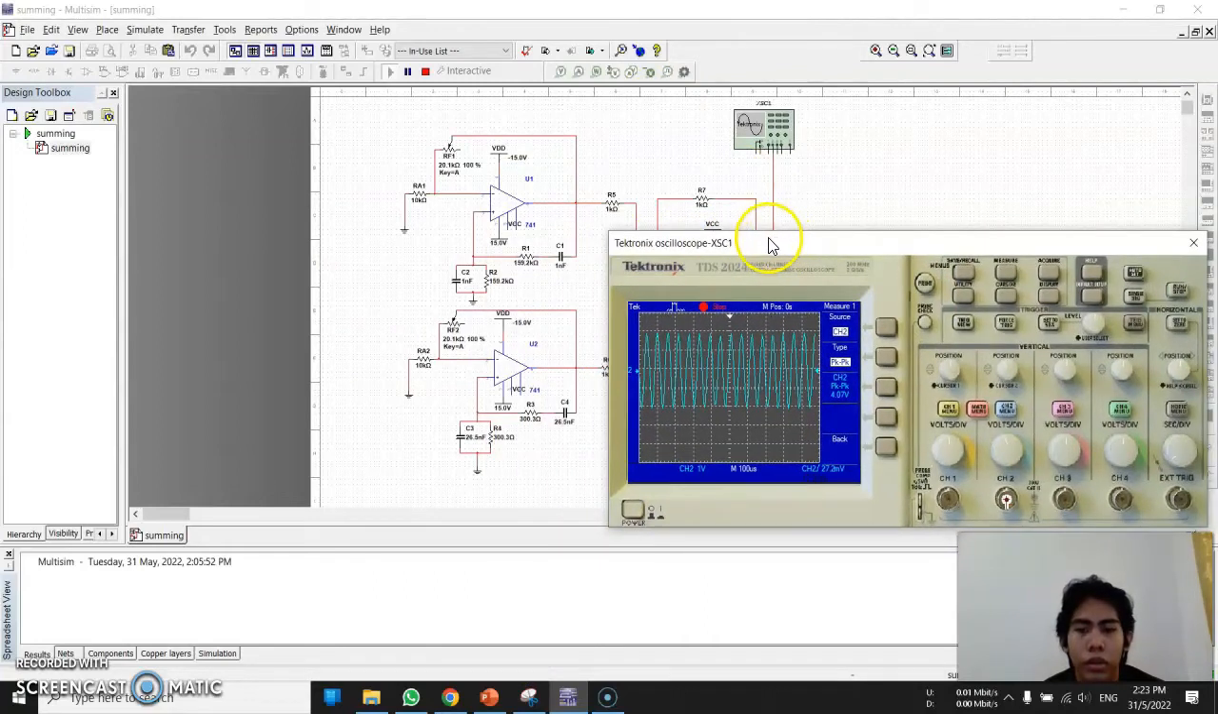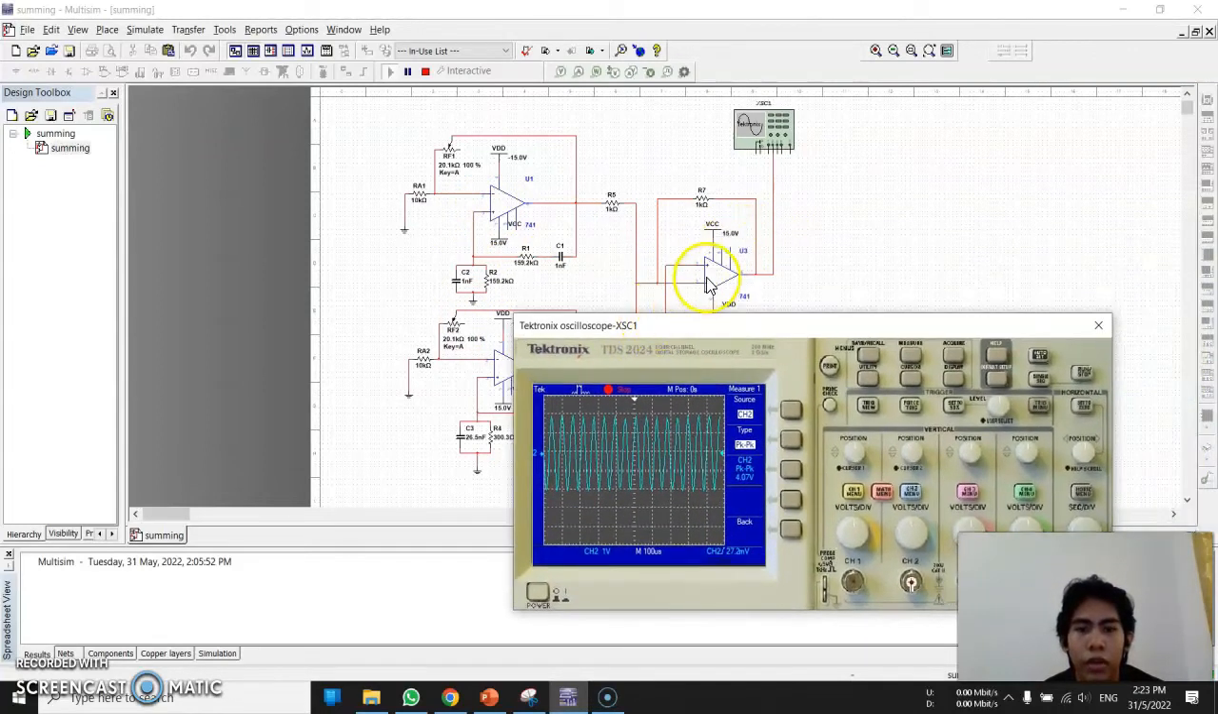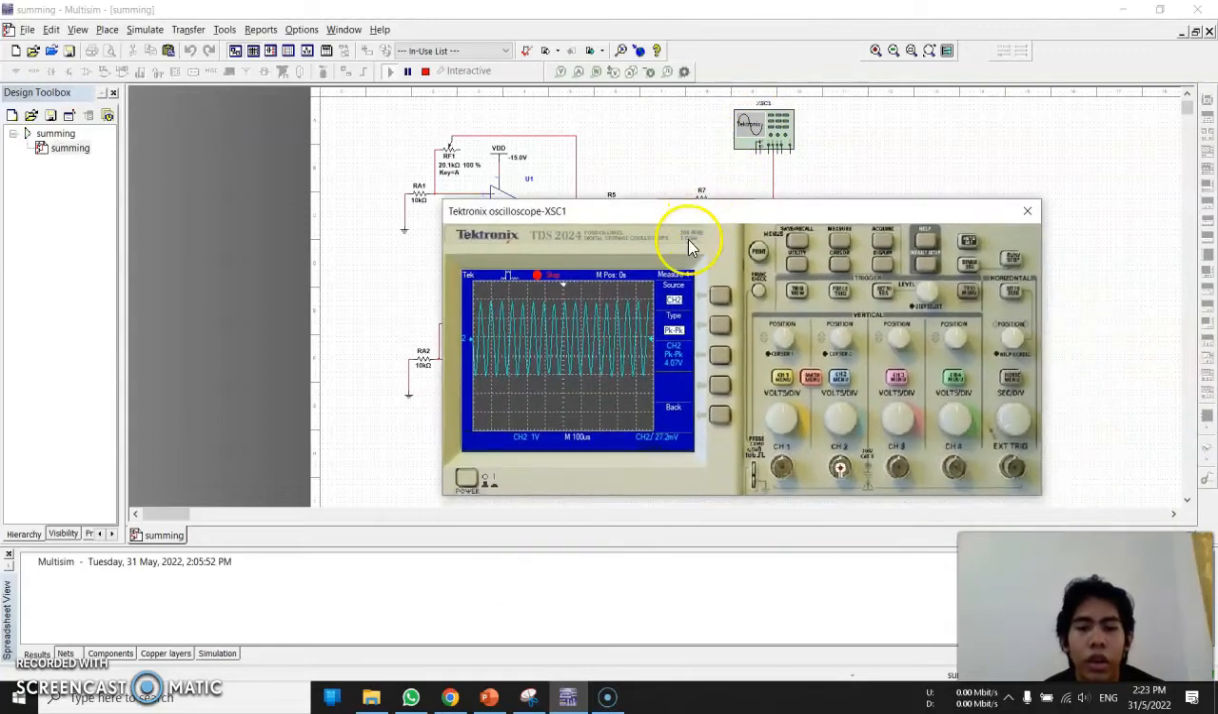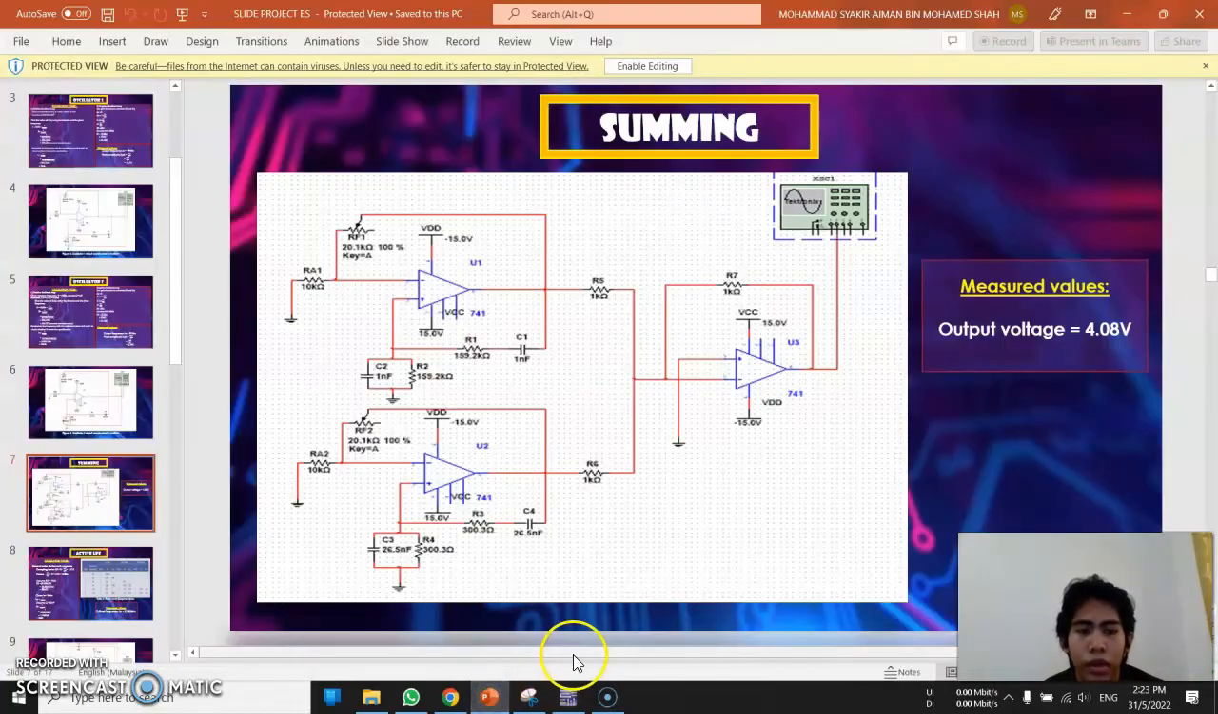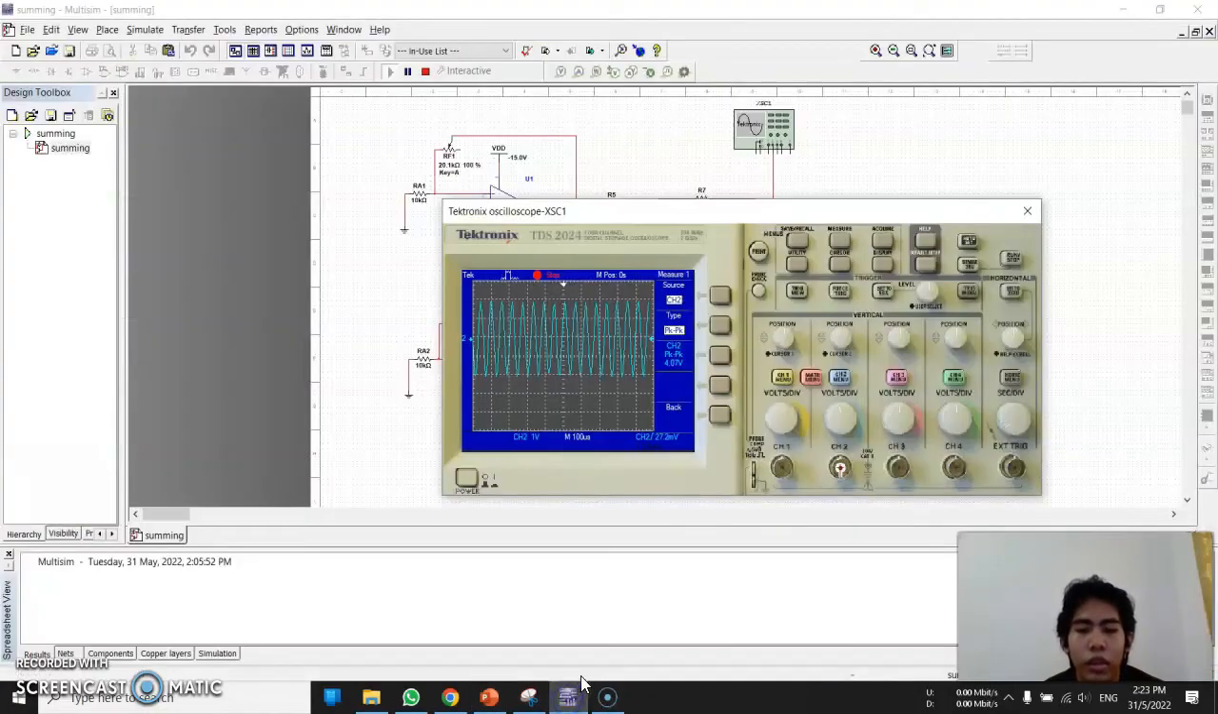So oscillator 1 and oscillator 2 are going to connect into the pass filter here. So here is the output. So the output here we can measure. We get the measured output voltage is 4.07, sorry, and on the graph we get the sine wave.